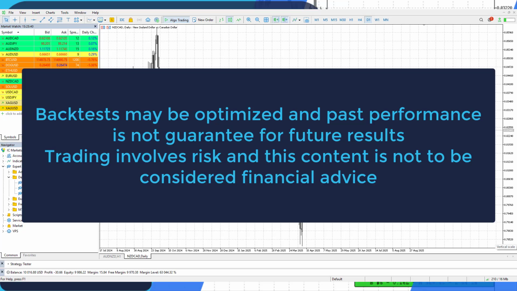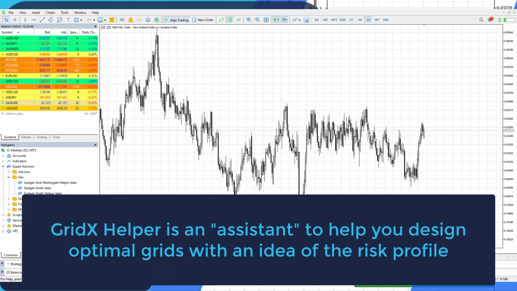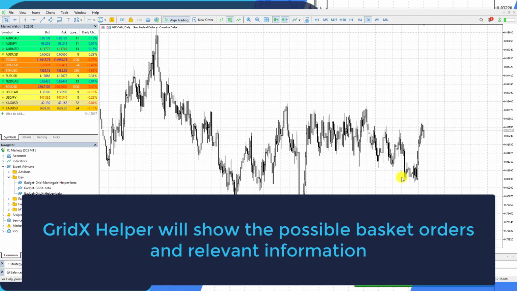GridX Helper is not a trading robot. It does not place trades. Instead, it is a planning tool that lets you design grid setups and see how they would behave on your chart. Each grid level is drawn with the lot size, margin required, and potential loss if the market keeps moving against you.